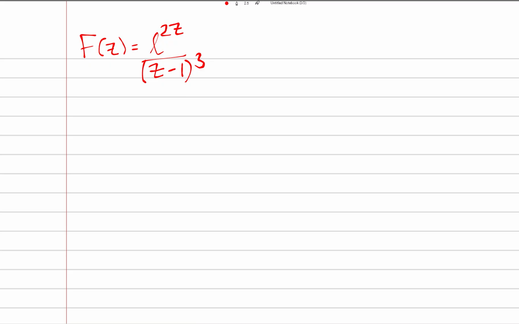The first thing we are going to do is represent the z minus 1 with another letter. So let's say u. Let u be equal to z minus 1. Since you are changing z minus 1 to u, automatically you have to change this z that is here also. I get what I'm saying.